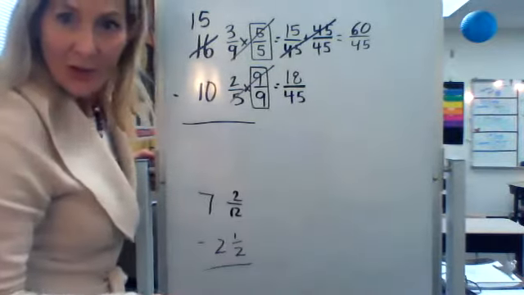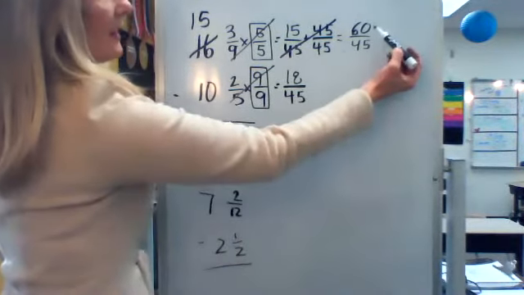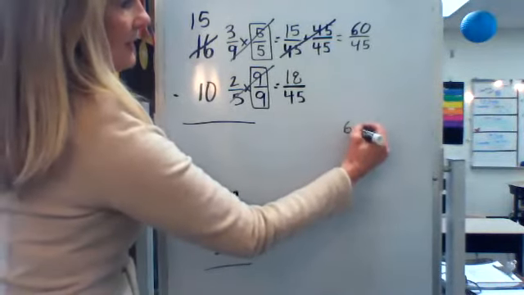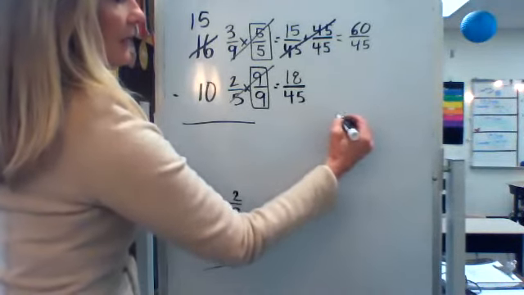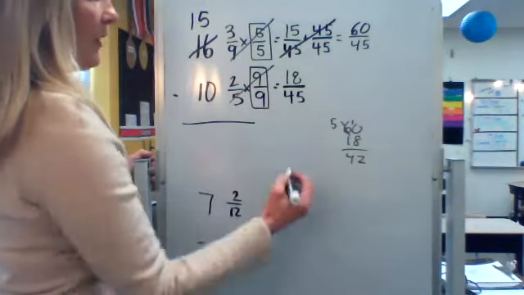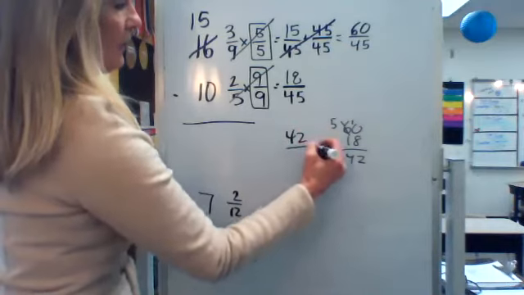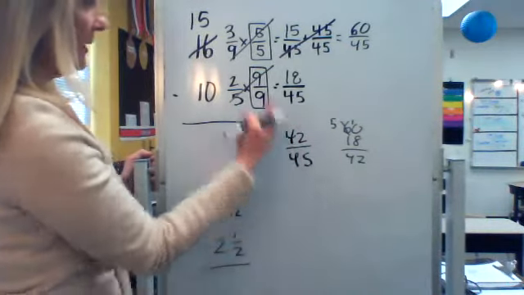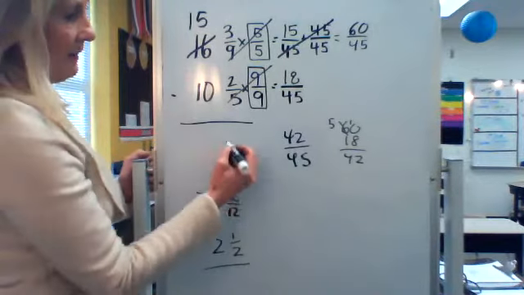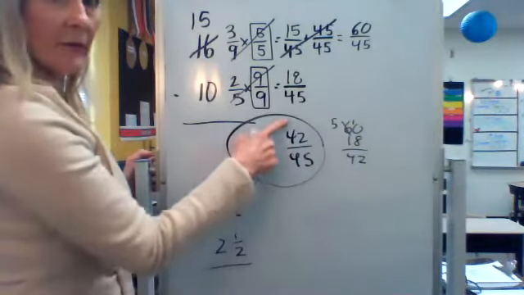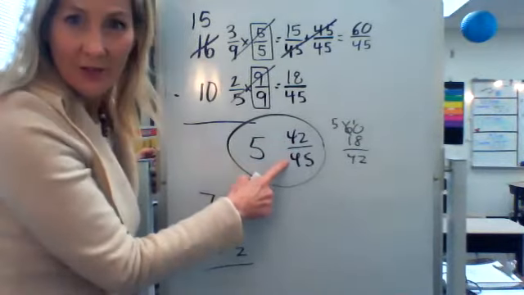Now I can just go ahead and subtract my fractional amounts. 60 45ths, take away 18 45ths is going to be, let's do 60, take away 18. 6 becomes 5, 10, 2, 4, 42 45ths is what we have left. 42 45ths is our final answer in the fractional amount. And then 15 take away 10 is 5. So my final answer here is going to be 5 and 42 45ths.